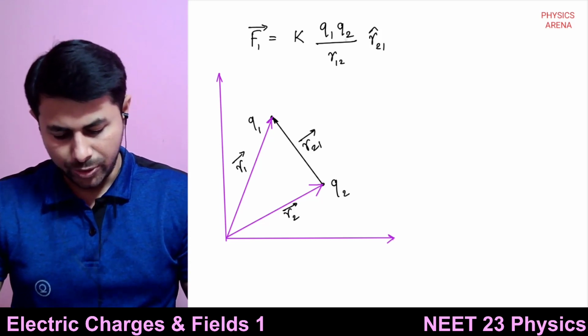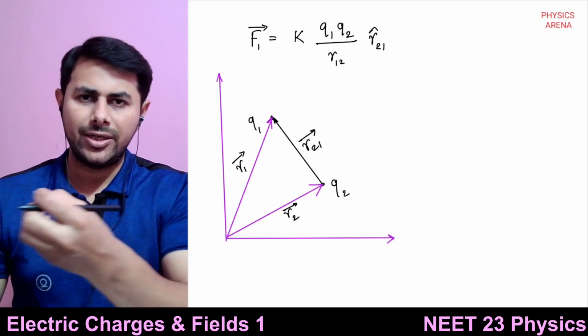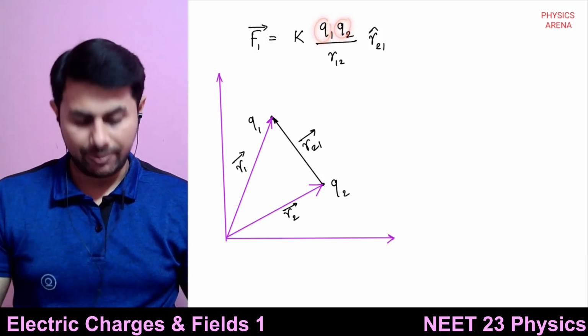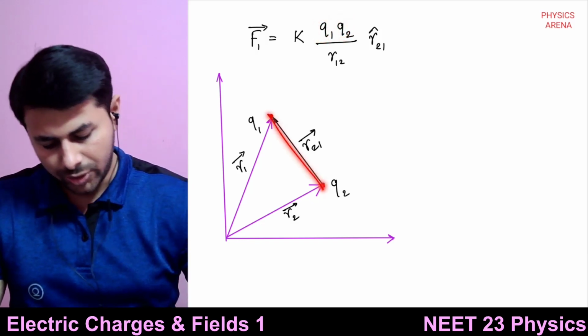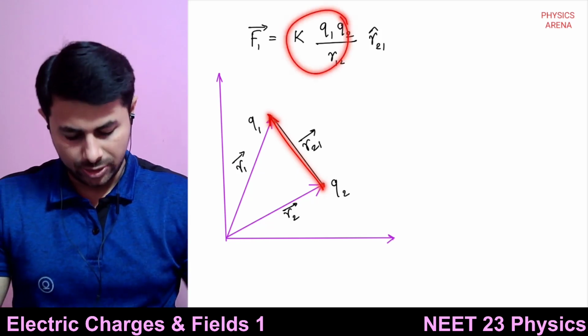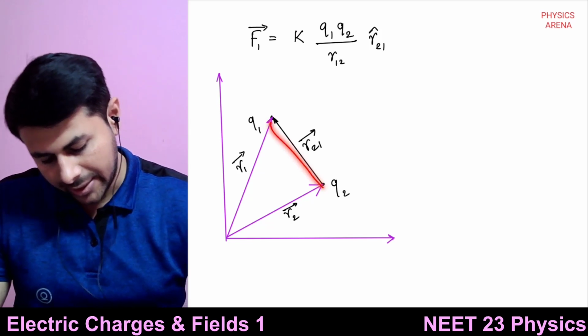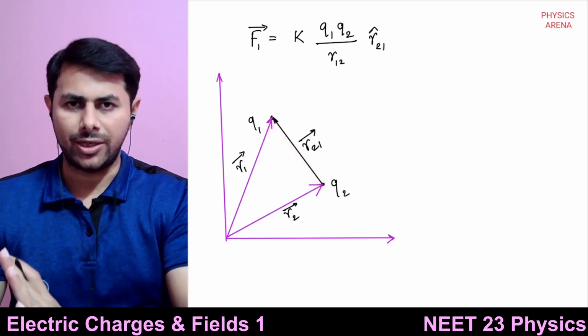Okay, so whether Q2 pushes Q1 or whether it attracts Q1. See, if both are positive, then what happens? Q2 will push Q1 because this term will be positive. So the force by Q2 on Q1 will be directed like this. Okay, so it is pushing Q1.